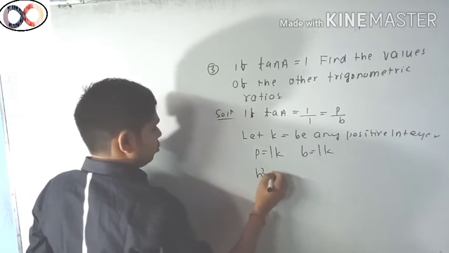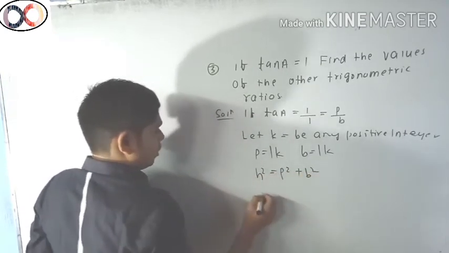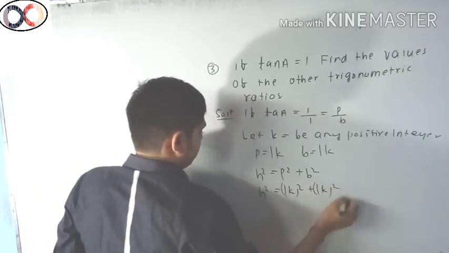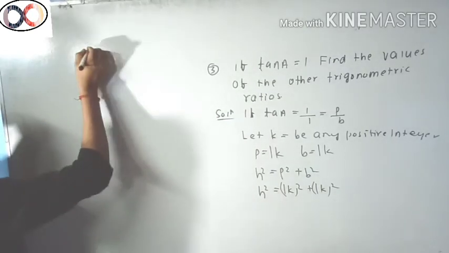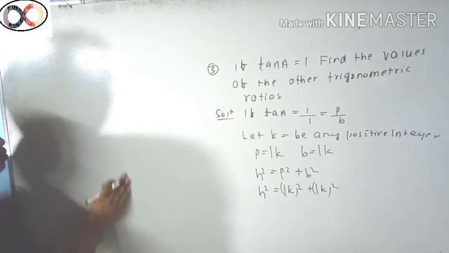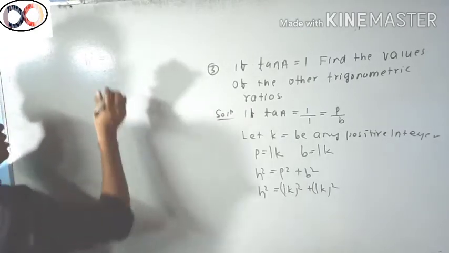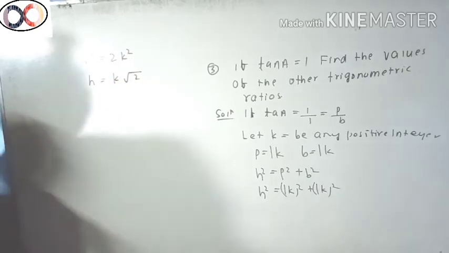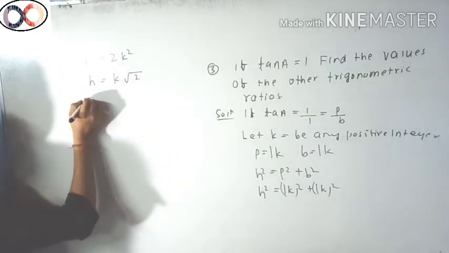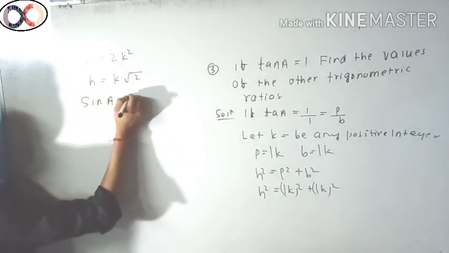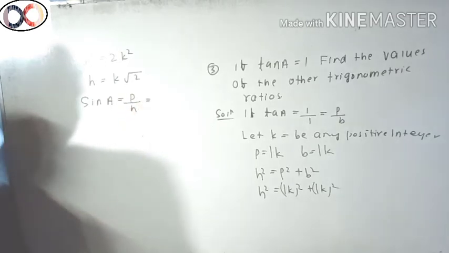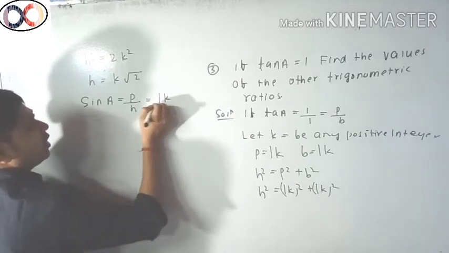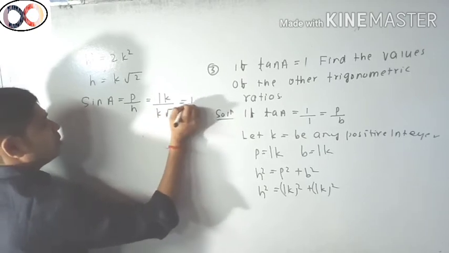So H square equals, as you know, P square plus B square. So we can write 1k square plus 1k square. So you will get H square equals 1k square plus 1k square, that is 2k square. Okay, so H equals k root 2. So you can go through the value of sin A. Sin A is P by H. P is 1k and H is k root 2. So you will get 1 by root 2.